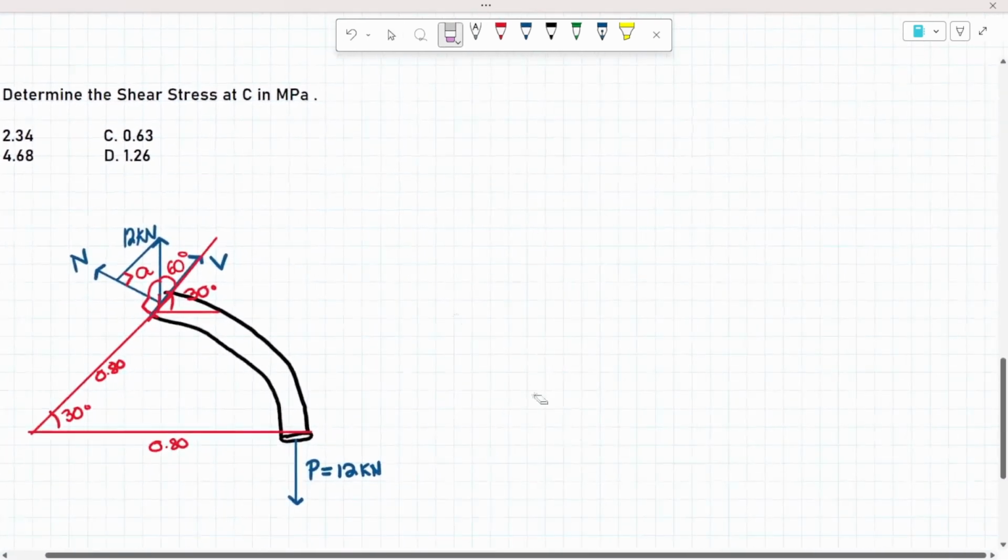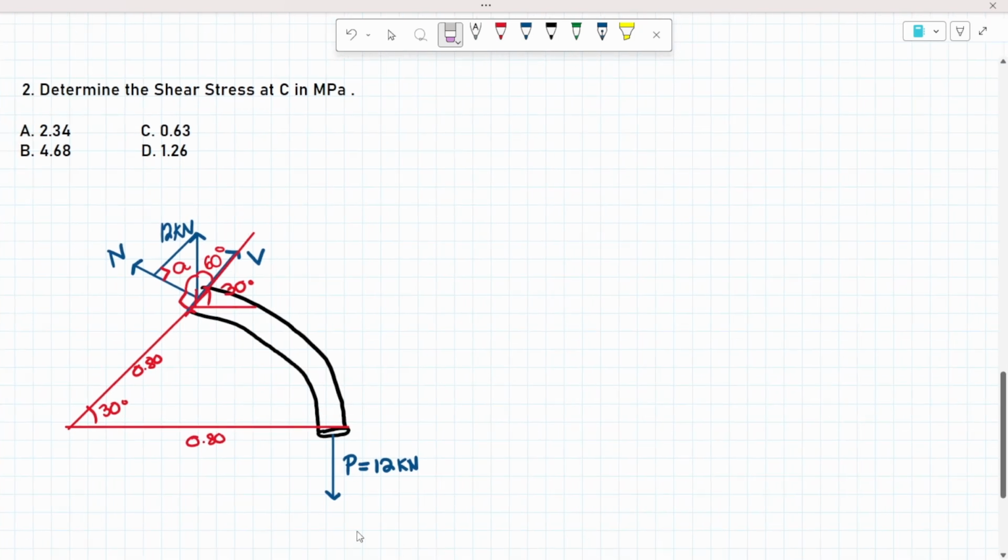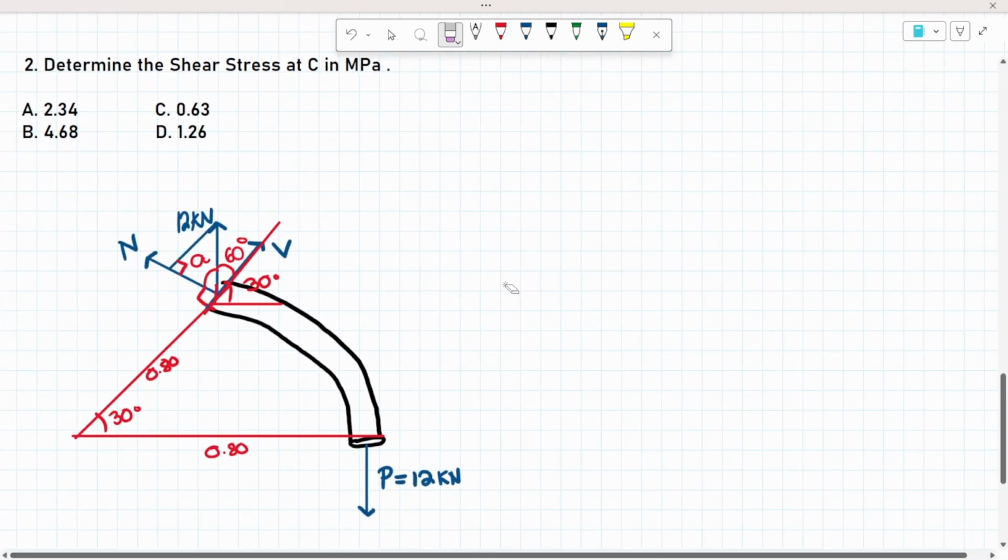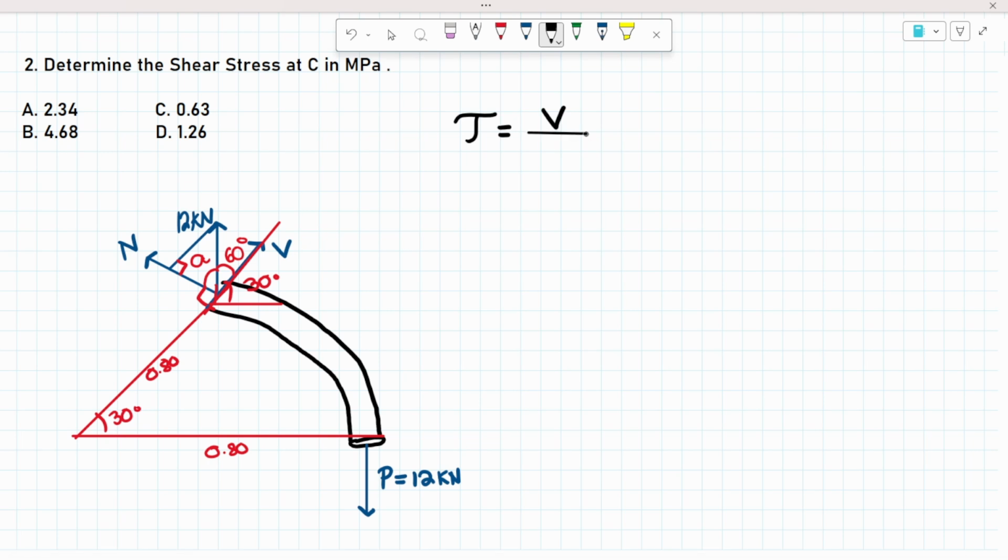So number 2, we want to solve for the shear stress at C. Shear stress is simply tau, that is the shear force all over the area of the cross section by which the force is parallel to. So same lang, that is A. Right? Now, to solve for V, we can solve for V using this triangle.